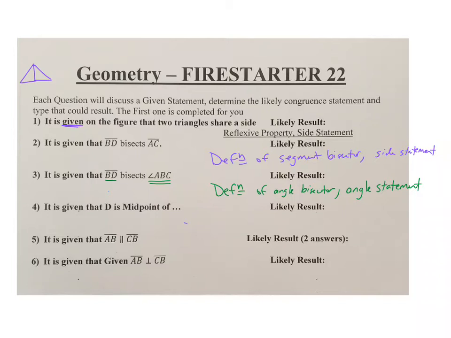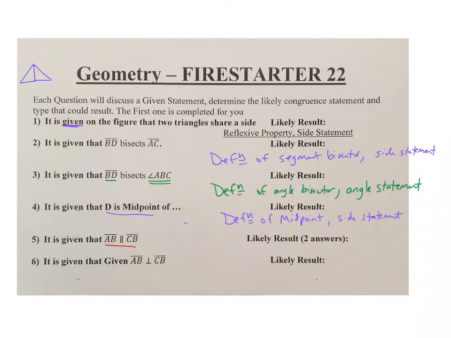Now, if you see the word midpoint, I bet somewhere you're going to say definition of midpoint. And once again, definition of midpoint is almost always going to be a side statement. It could be a hypotenuse or leg if they're talking about right angles and stuff like that.